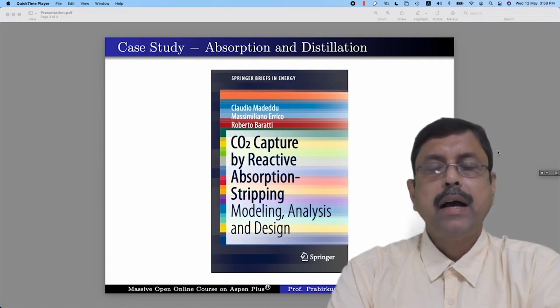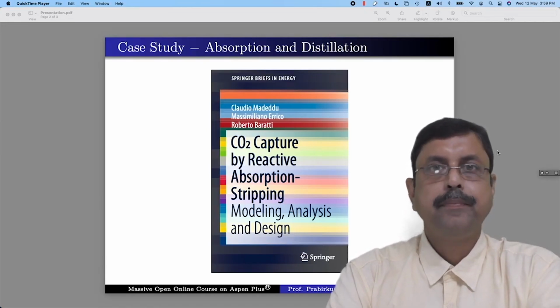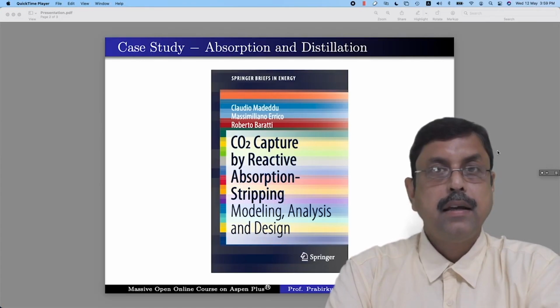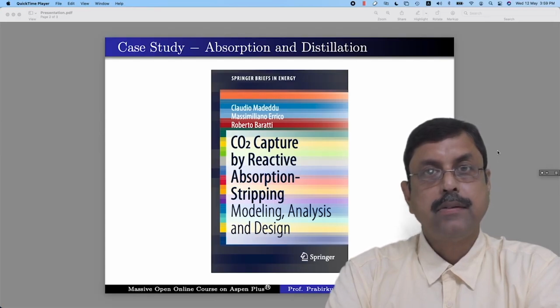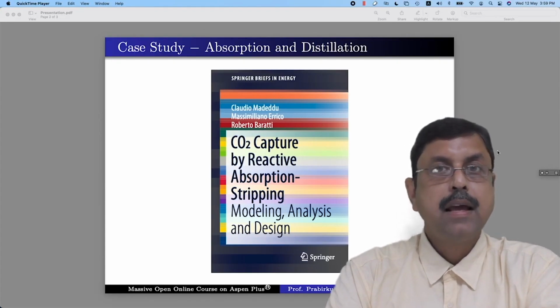Now, I have chosen a problem in which both these unit operations can work together. Individually, we have learned these two unit operations in other case studies which we have performed earlier. But in this particular case study, we shall take reaction mechanism into these unit operations. In other words, it will be reactive absorption and stripping.